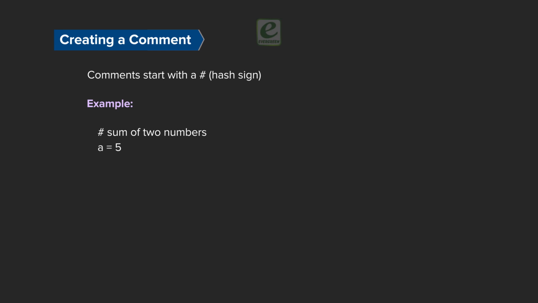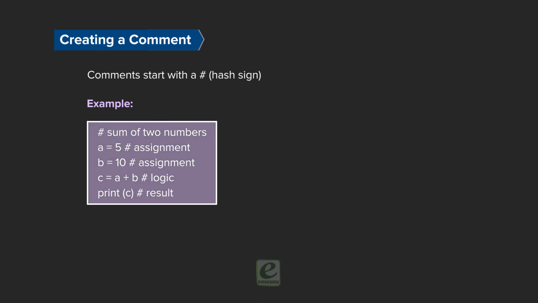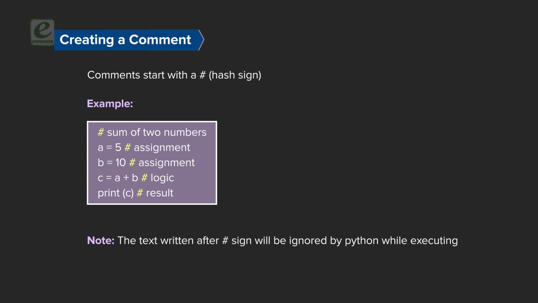A equals 5, hash assignment. B equals 10, hash assignment. C equals A plus B, hash logic. Print C, hash result. Note: the text written after the hash sign will be ignored by Python while executing the program.